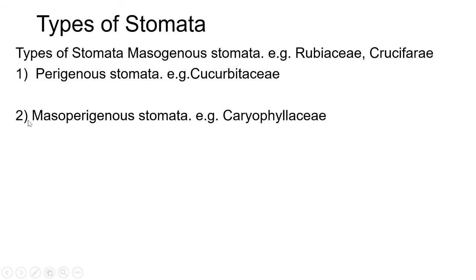And the third type of stomata according to Pant is mesoperigenous, that means intermediate between mesogenous and perigenous. In this type the subsidiary cells are of dual origin. In some plants they are derived from the stomatal mother cell and in some plants they are from neighboring cells. For example, Caryophyllaceae.